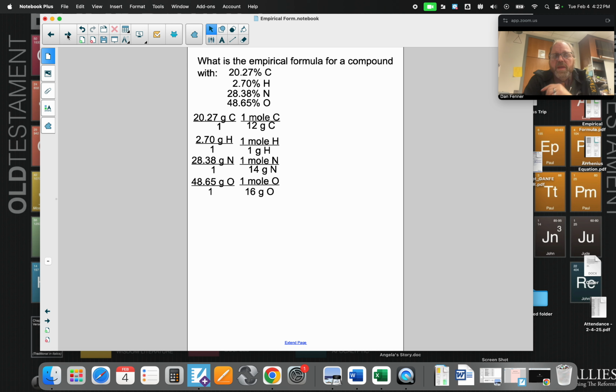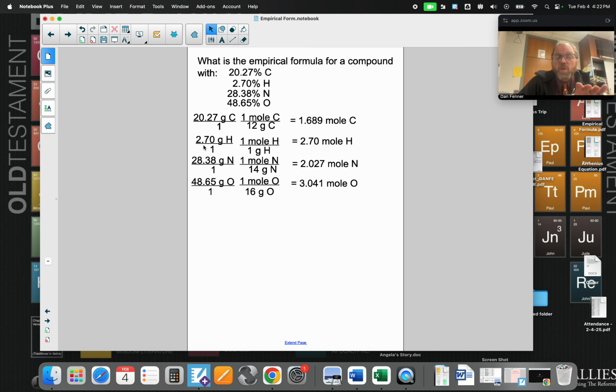You should get 12 grams for carbon, 1 gram for hydrogen, 14 grams for nitrogen, and 16 grams for oxygen. Now stop the video, do the math for carbon, hydrogen, nitrogen, oxygen. Okay? You should get 1.689 moles of carbon, 2.70 moles of hydrogen, 2.027 moles of nitrogen, 3.041 moles of oxygen. Now we get to the step with a whole number ratio.